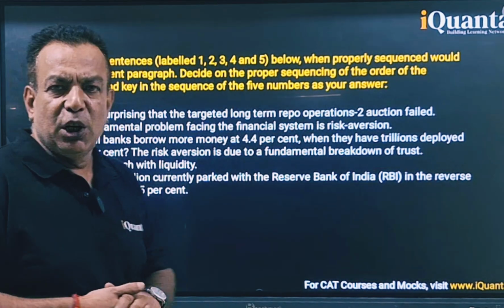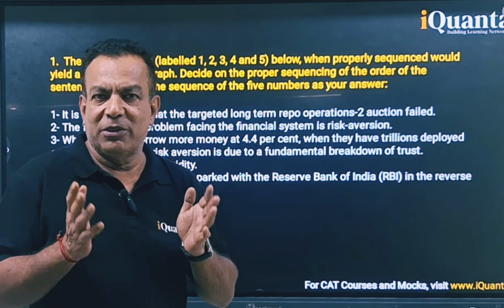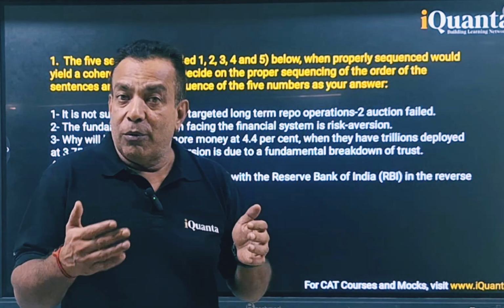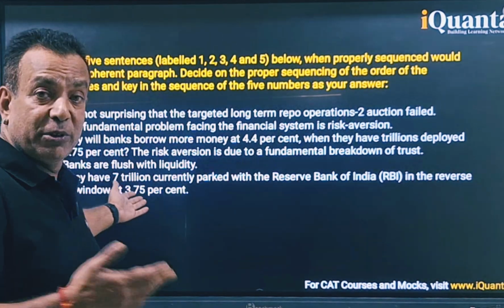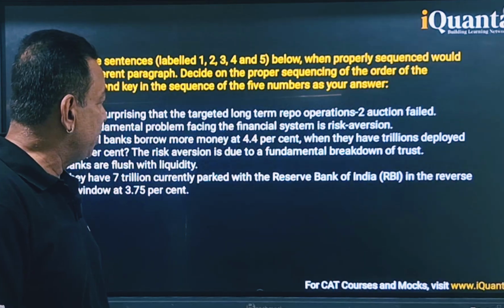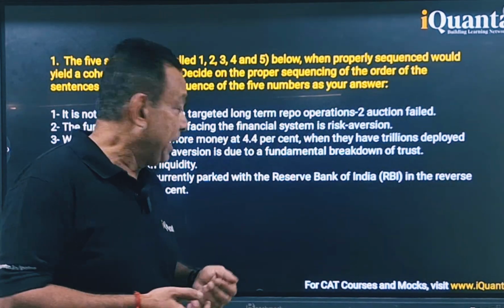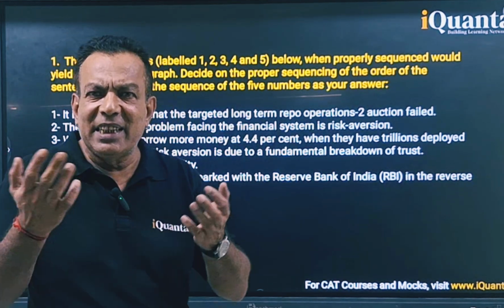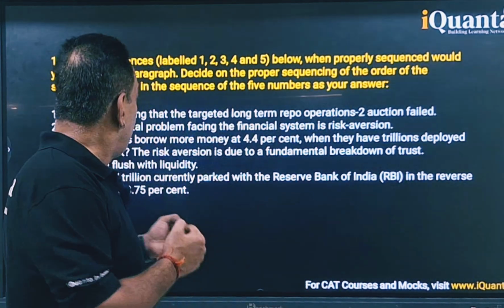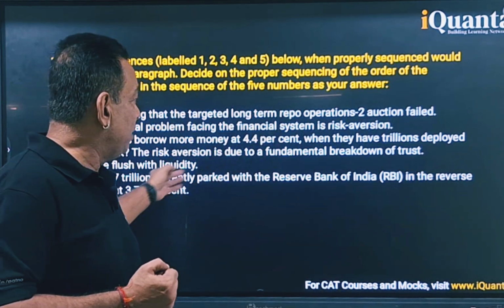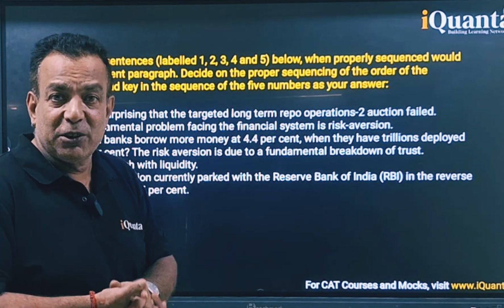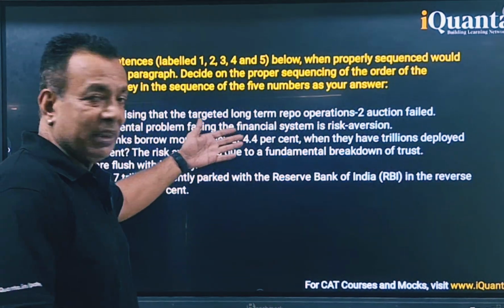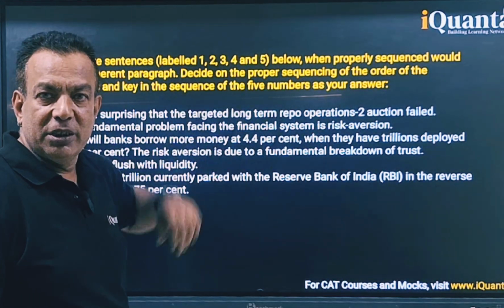So what it's saying is that banks have this risk aversion problem. What they are doing is they have a lot of cash. So that's the amount that is parked there with the Reserve Bank, 7 trillion, currently parked with the Reserve Bank of India. And they are getting an interest rate of 3.75%. So why would they go for the auction and take loans from the Reserve Bank at 4.4%, which is much higher than what they're getting from there, and they'll have to pay extra money, and they already have the money with the Reserve Bank, so they would not be interested in doing that, and hence the auctions failed.